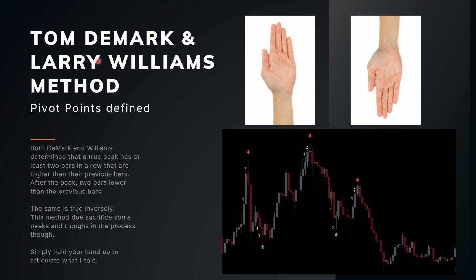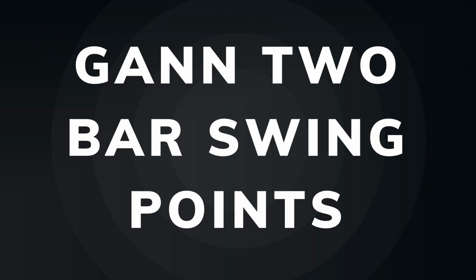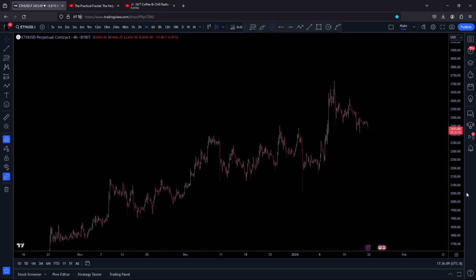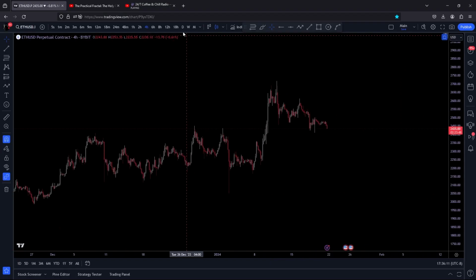Anyways, look up Tom DeMark and Larry Williams' method. You get to see how they did it. And so Gone had a 2-bar swing, and he used the daily chart for this, and we're going to go over it on the daily chart.